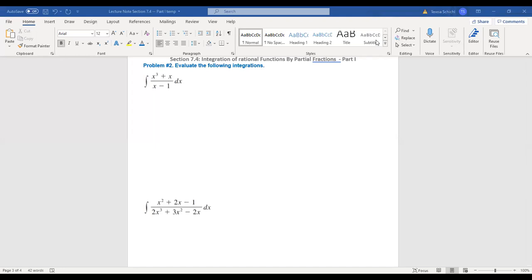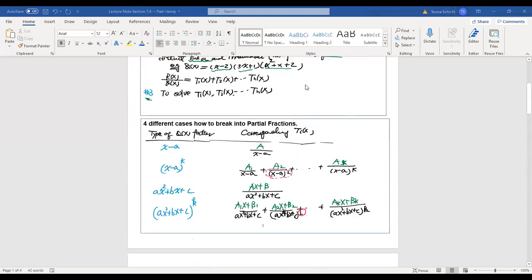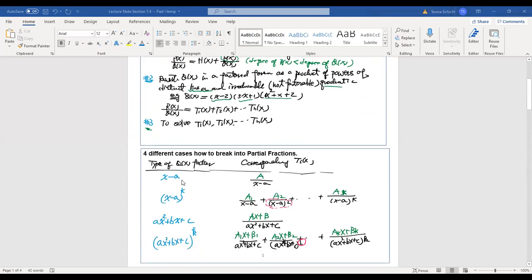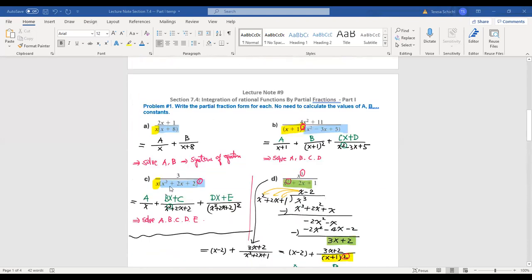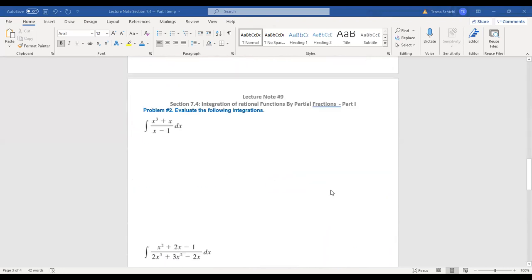To refresh your memory, this is what we did in the first video. We talked about what types of factors the denominator of a rational function can have, and how you write it out for the partial fractions. Then we did 4 problems, but we did not carry out the calculation, we just broke them up. Now we're going to physically carry out how to do the partial fractions.